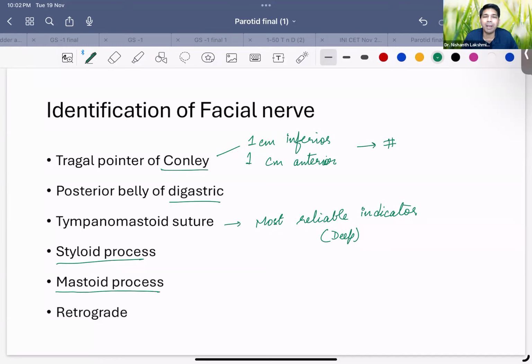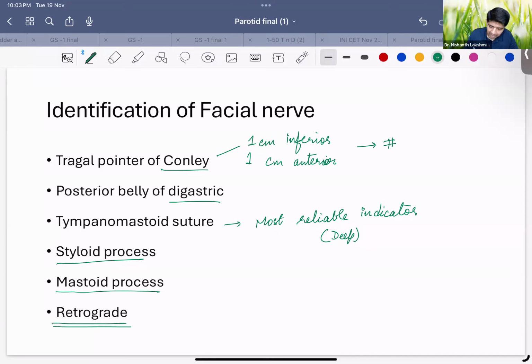The other one is to find the mastoid process. The way of finding the mastoid process is to follow either the sternocleidomastoid or the posterior belly of the digastric. Both of them are going to get attached to the mastoid, and in and around that area, you will find the facial nerve.